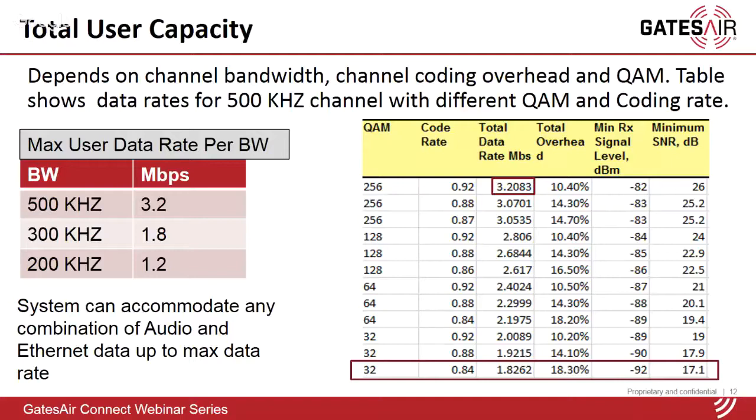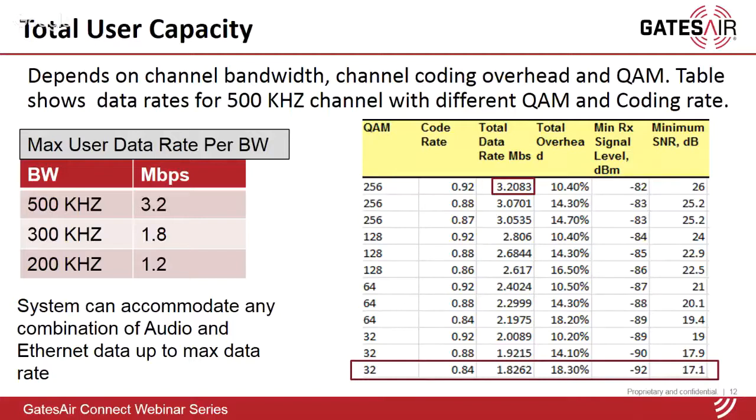So you can see that the maximum user data rate occurs in the first row, 3.2 megabits per second. That happens at a QAM level of 256, which shouldn't be surprising, and the channel coding overhead of 10%. So with such a low channel coding overhead protection and 256 QAM, you really need a pretty good RF link to sustain 3.2 megabits per second. And you can see in the last column, the signal to noise ratio indicates that you need minimum 26 dB of signal to noise ratio.